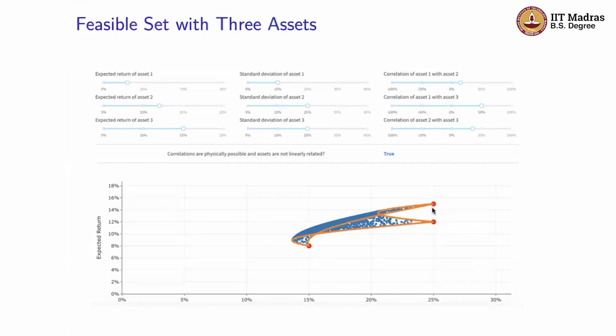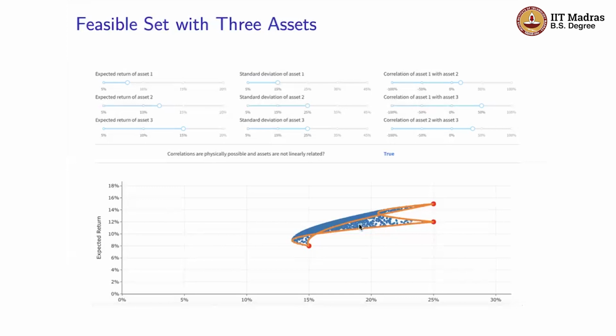And this one represents asset 3, which has an expected return of 15% and a standard deviation of 25%. So what these orange curves do is tell us the set of points on this expected return standard deviation plane that are possible to achieve if you are using just 2 of the assets. For example, this orange curve is about what is possible using just asset 1 and asset 3. This orange curve is about using just asset 1 and asset 2. And finally, this one is about using just asset 2 and 3.